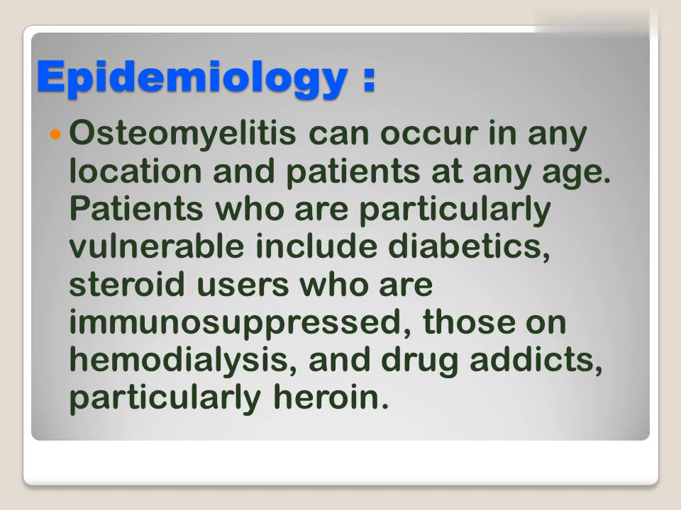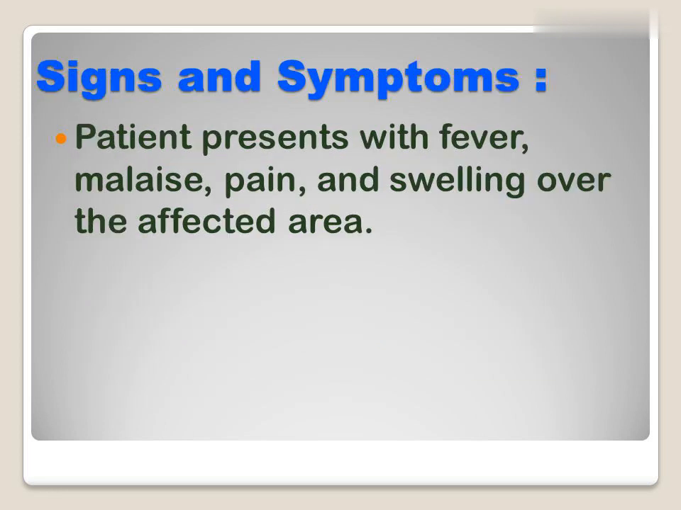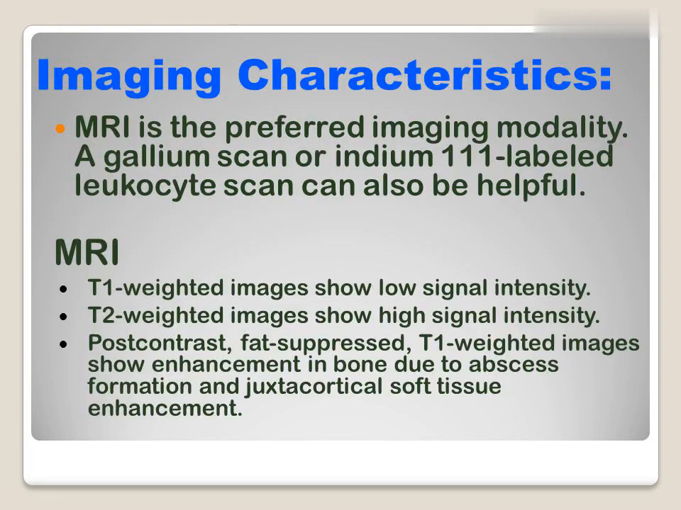Epidemiology: osteomyelitis can occur in any location and in patients at any age. Patients who are particularly vulnerable include diabetics, steroid users who are immunosuppressed, those on hemodialysis, and drug addicts, particularly heroin. Signs and symptoms: patient presents with fever, malaise, pain, and swelling over the affected area. Imaging characteristics: MRI is the preferred imaging modality.